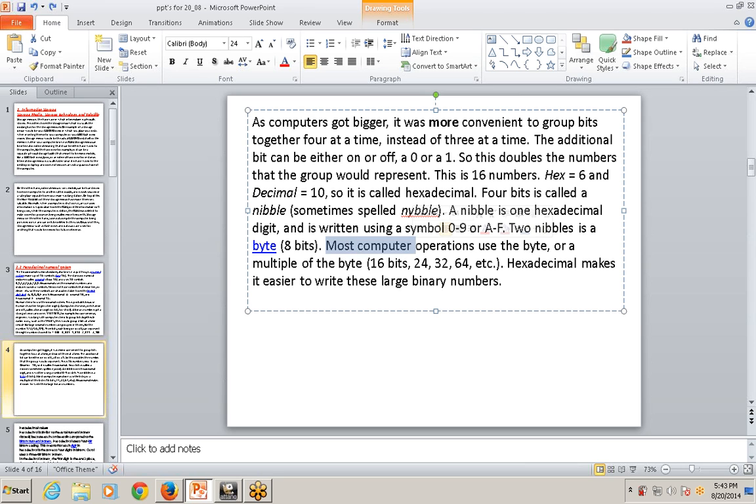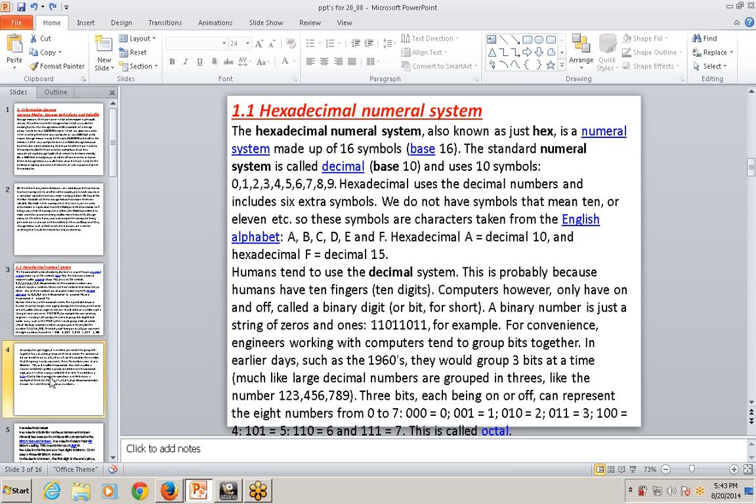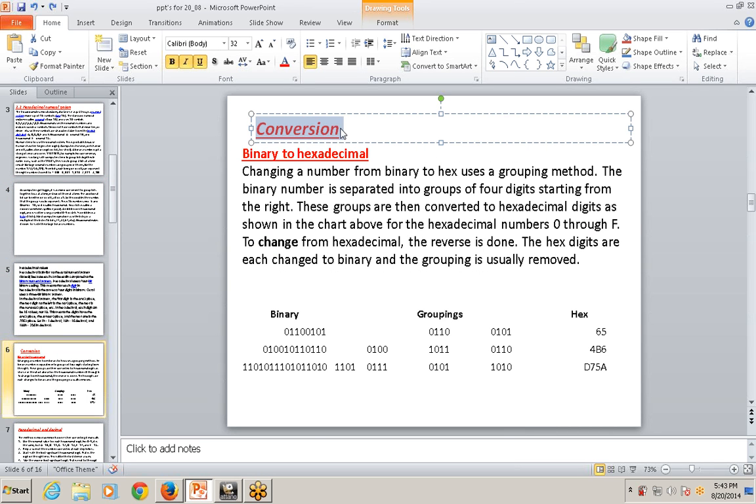Most computer operations use the byte or a multiple of a byte, like 16 bits, 24 bits, 32 bits, 64 bits. Hexadecimal makes it easier to write these large binary numbers. So this is the concept of the hexadecimal number system. Now next is how we can convert the binary number system into the hexadecimal number system.